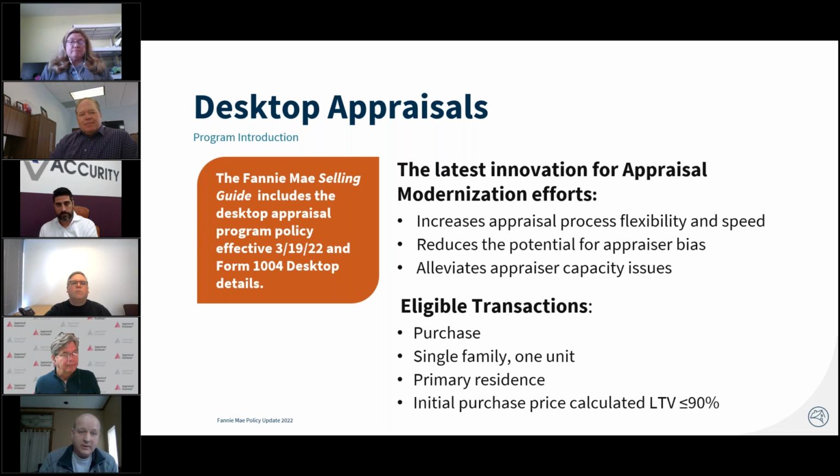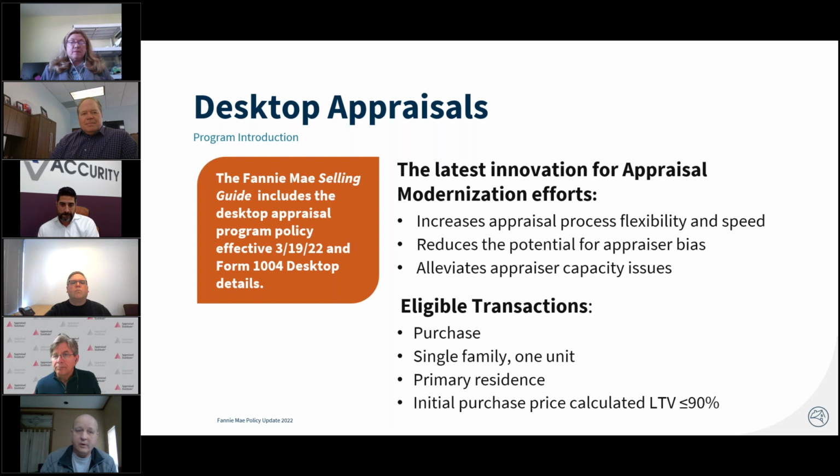So that's because the lender has to do some things on their side in order to prepare to consume a desktop appraisal. But for loan applications beginning March 19th, lenders will be able to look into our automated underwriting system, which is Desktop Underwriter. And if the loan is eligible for a desktop appraisal, they'll get a message to that effect in Desktop Underwriter. If they don't have the message, then they can't get a desktop appraisal. So what triggers the message, right?